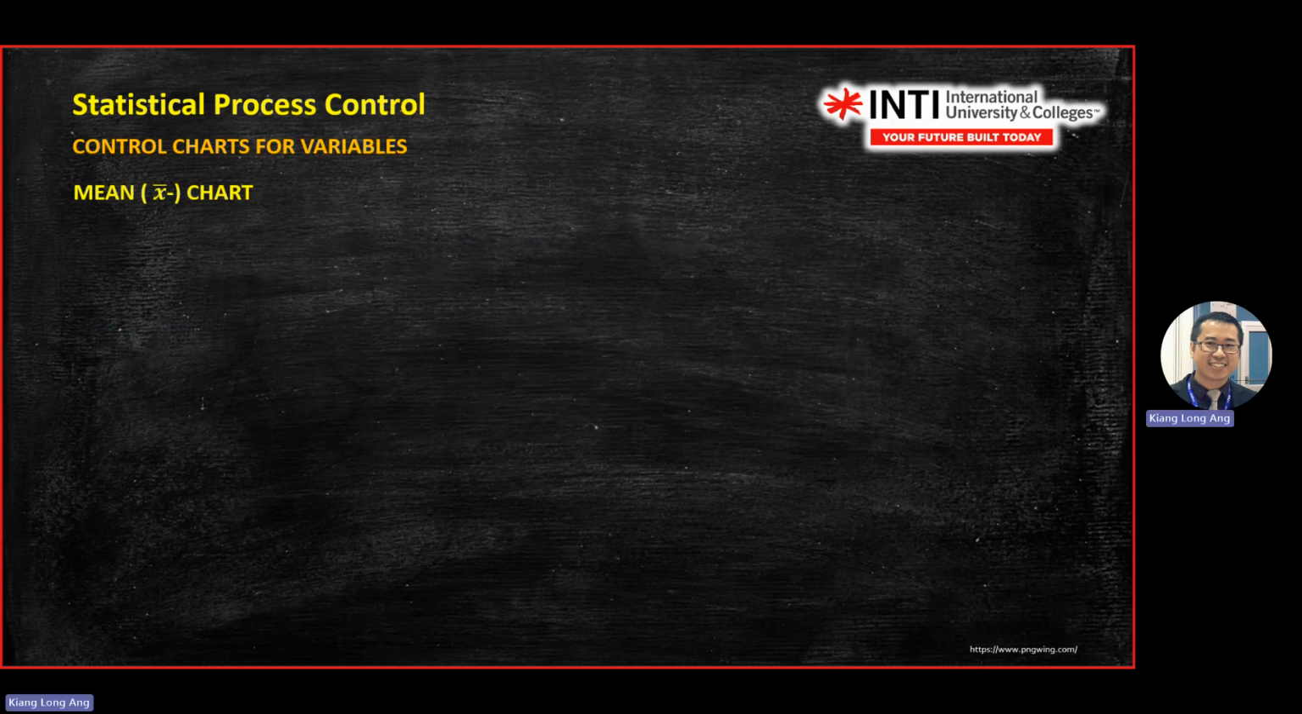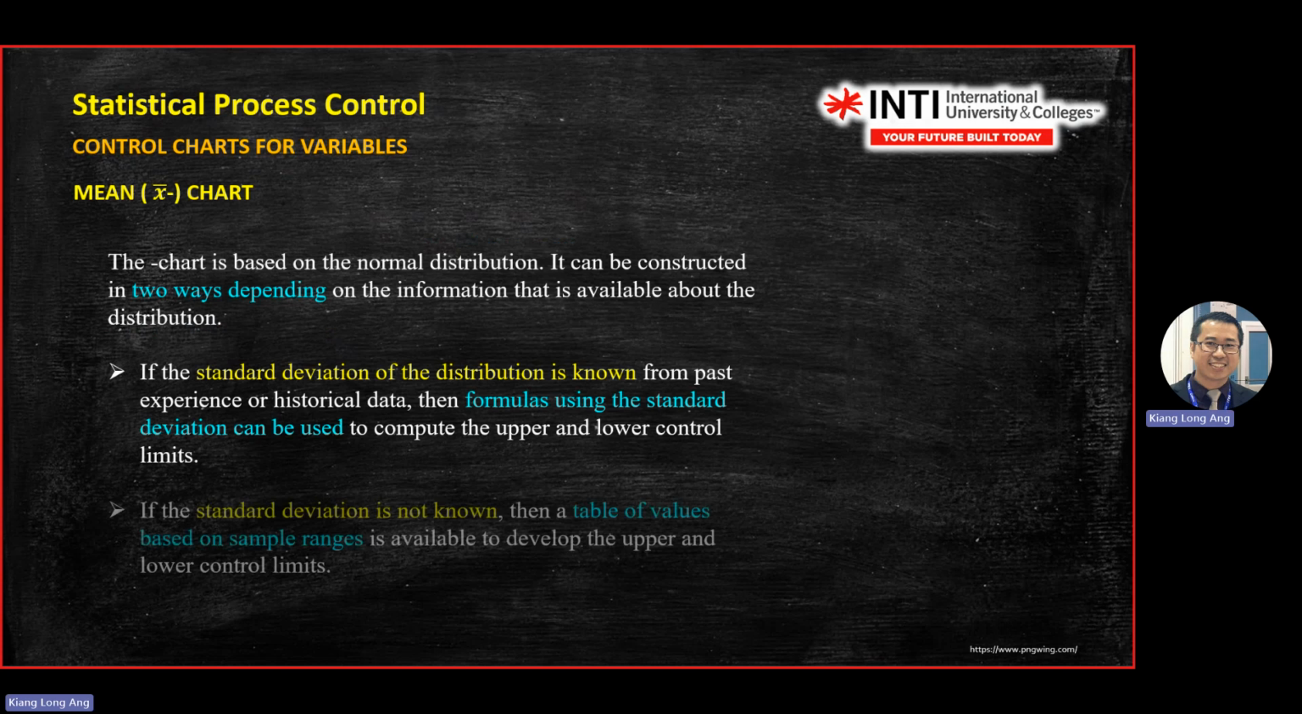So this one you read. I'll just show you how to do the mean chart. Okay, so these are the checkpoints for how you make a decision. What kind of chart you use depends on the information you have. If the standard variation is known, then the formula using standard variation can be used. But if you do not know your standard variation, then a table of values based on sample range is available to develop it. So it depends on which one.